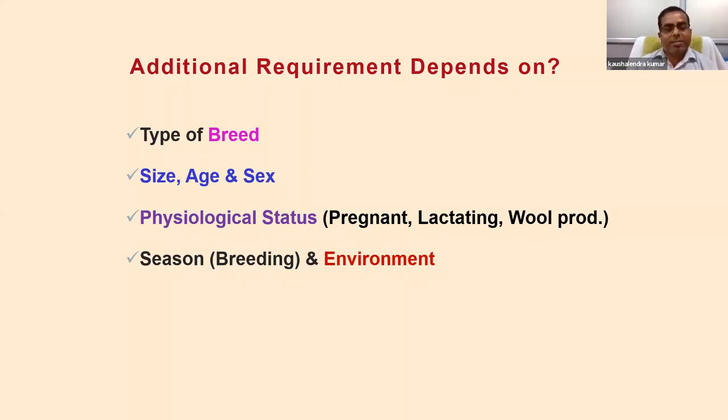Seasonal variation and environmental condition also affect the requirement of the animals. Environmental condition means the climatic condition. So in summer, in winter, in autumn, the requirement will vary. We should offer the feed according to the environmental condition, then it will be better for the animal's health and for getting optimum production.